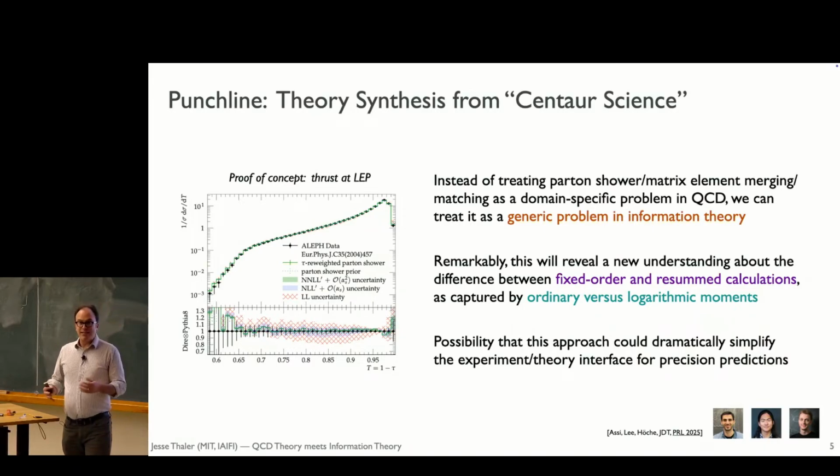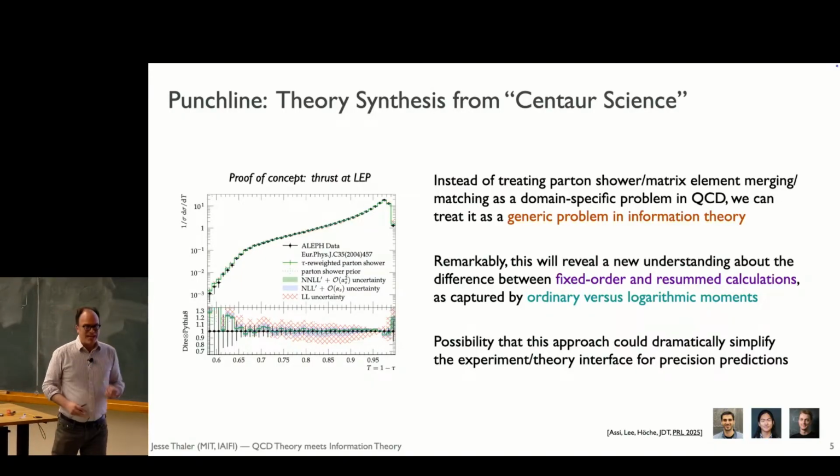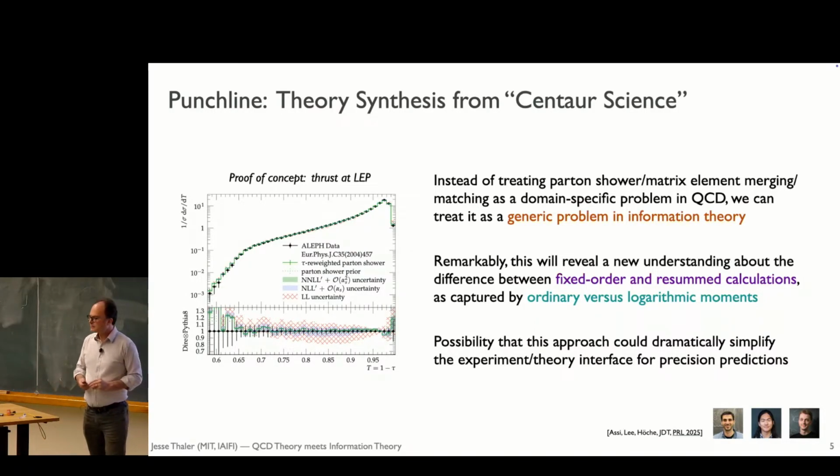And this work is in collaboration with Ben Assi, Kyle Lee, and Stefan Höche. I've been dragging them, these are folks who are more firmly in the QCD community, into the world of machine learning. But at the end of the day, if you look at our paper in PRL, you see plots like this. And this looks like a standard theory plot. You have experimental data in black. You have various error bands corresponding to different accuracies. So it looks like a theory calculation that you're familiar with, maybe. But the underpinnings turn out to have this more information-theoretic framing. And that's what I want to tell you about today.